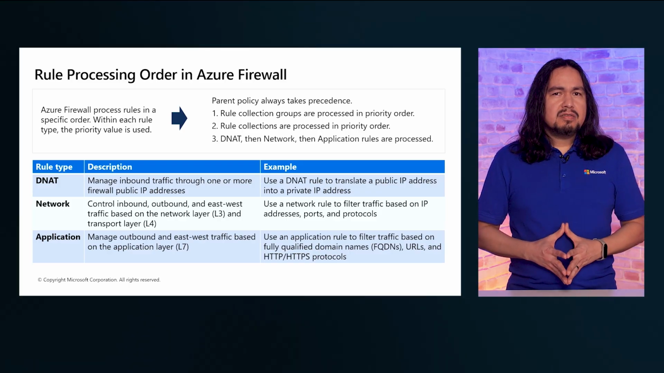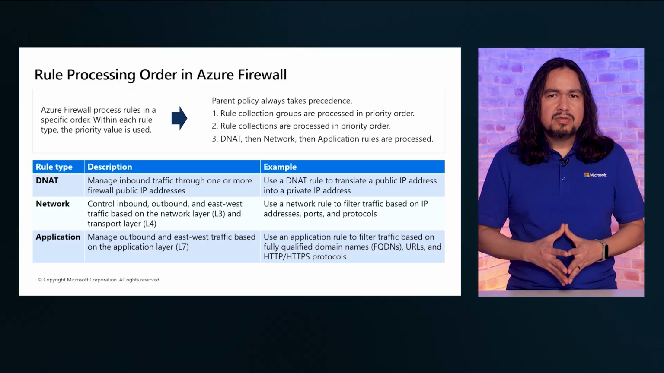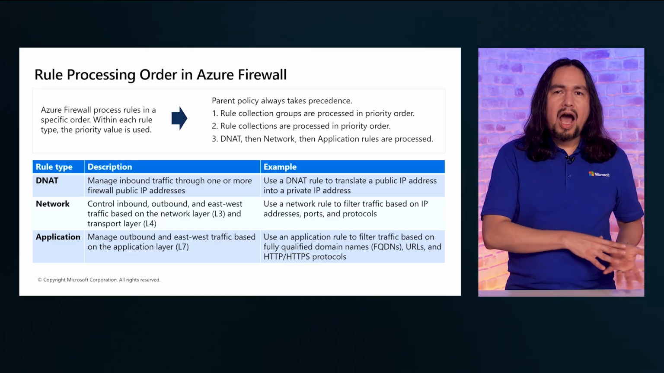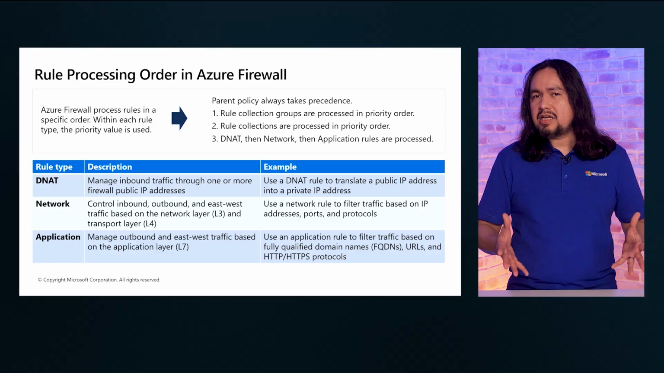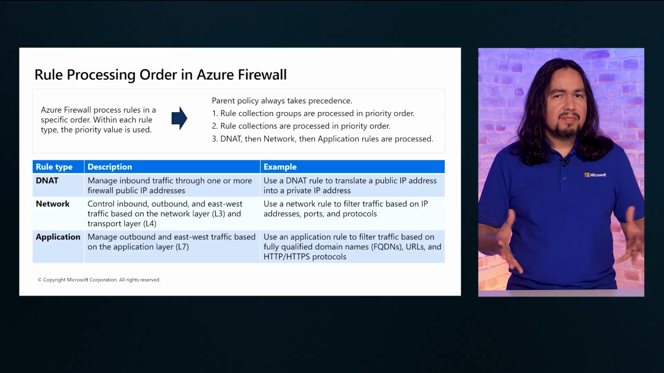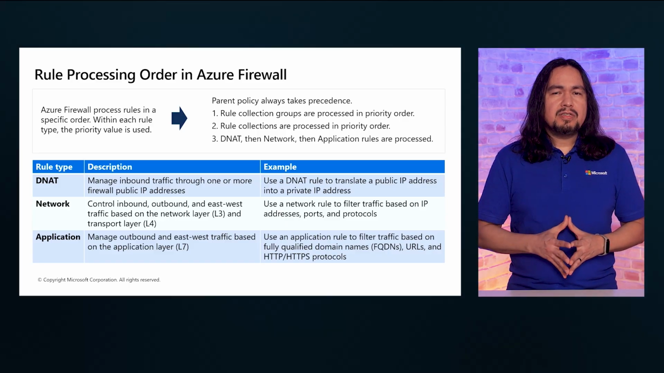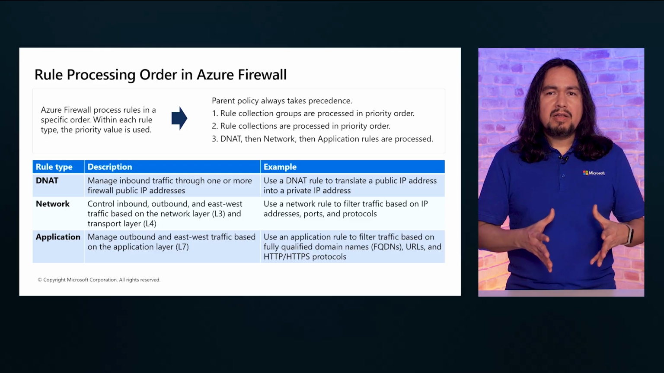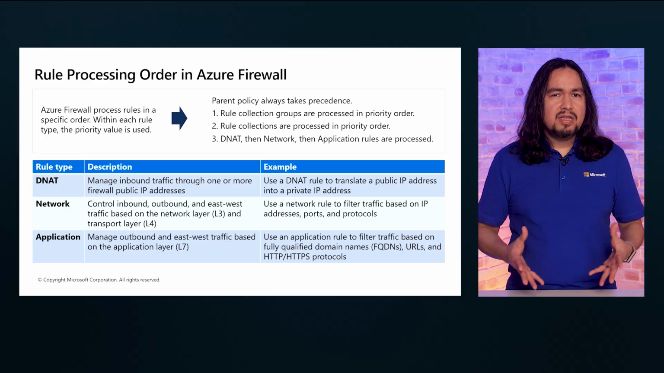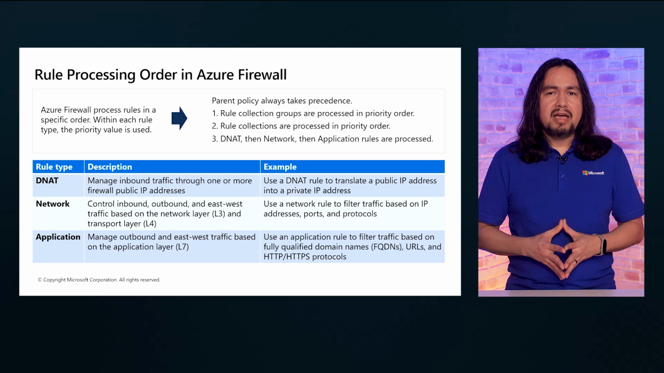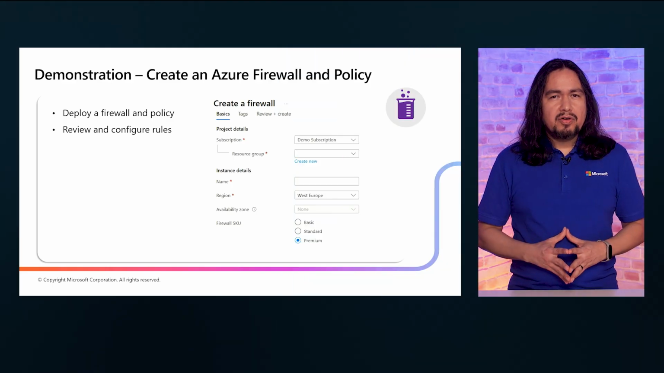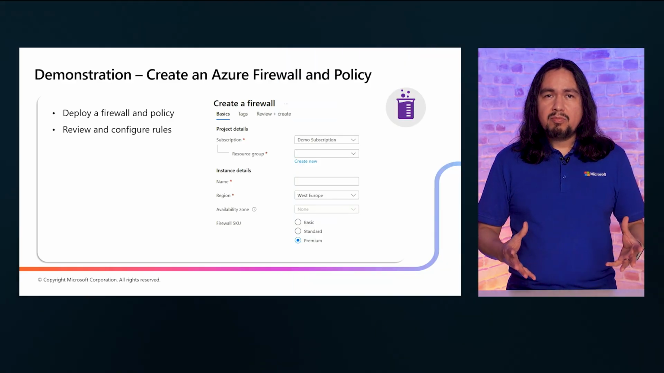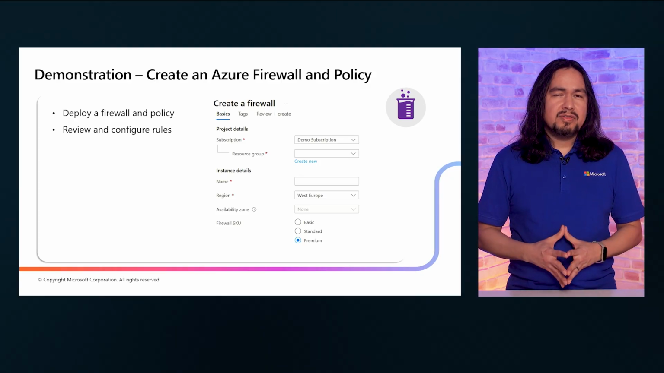And last but not least, you have the application rules. These will be for outbound and east-west traffic based on the application layer, or layer 7. Use this type of rule to filter traffic based on fully qualified domain names, or FQDNs, URLs, and HTTP, HTTPS protocols. Now let's deploy an Azure Firewall, create a policy, and play around with the rules.